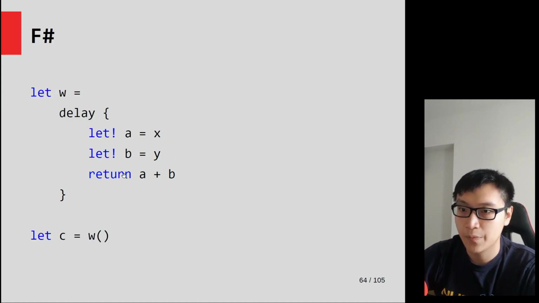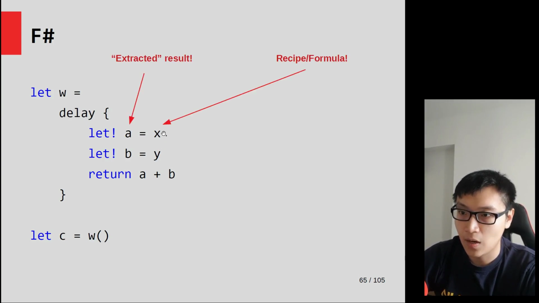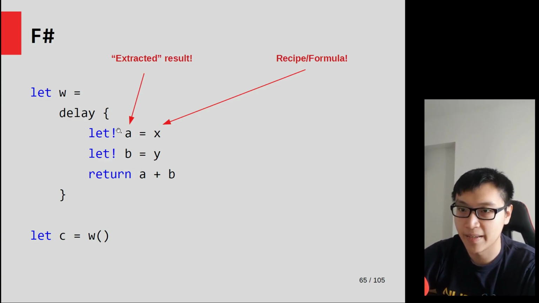In F#, it would look like this, where over here on the right hand side, I have a recipe or an algorithm or a formula that I have not yet executed, but I treat it as if I've already extracted out the result and I get A and B. Then I return A plus B. Of course, the delay environment that I've specified would mean that I'm writing a recipe down. I'm writing an algorithm down. I do not intend to execute it immediately until maybe later when I need the final result.